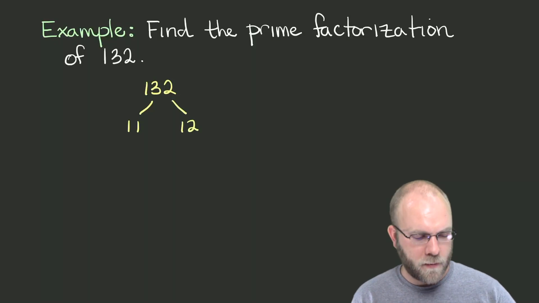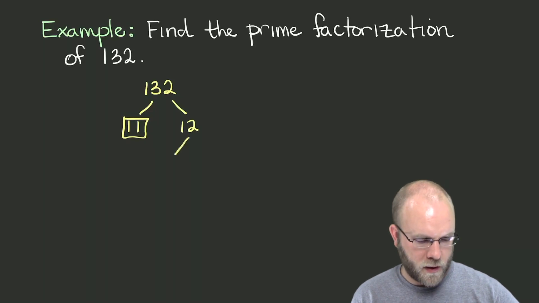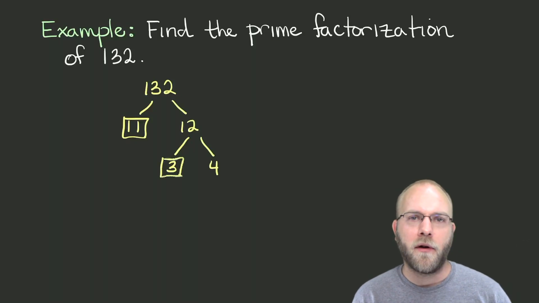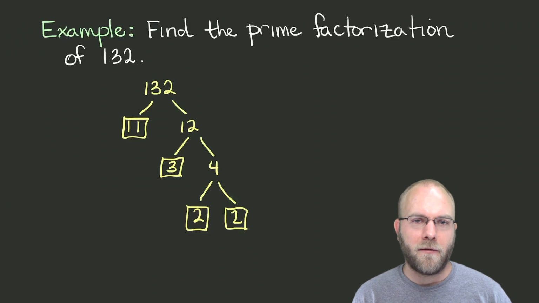Now 11 is a prime number, so we can't take that number any farther. However, 12 can be factored as 3 times 4. 3 is a prime number, so again we can't take 3 any farther, but 4 can be factored as 2 times 2. Now 2 is a prime number, and so we've completely factored 132.